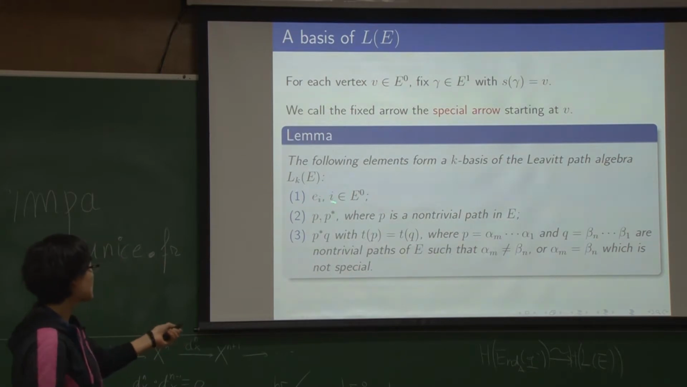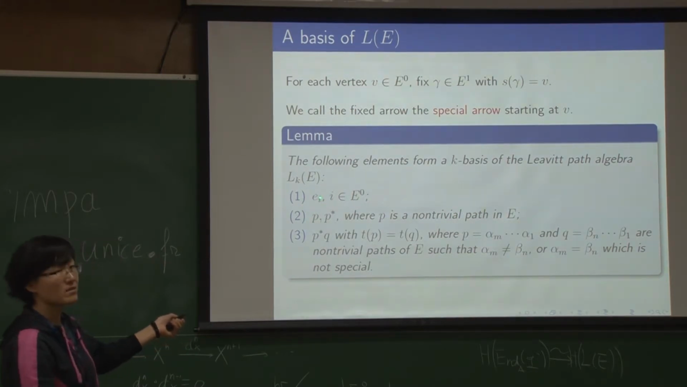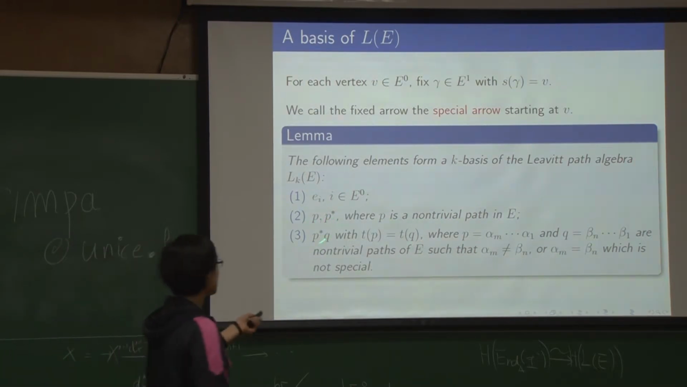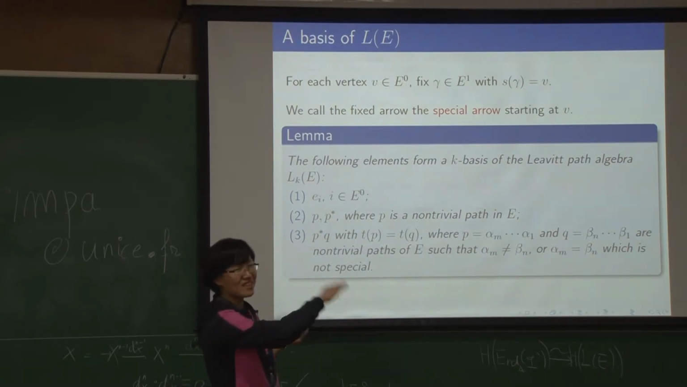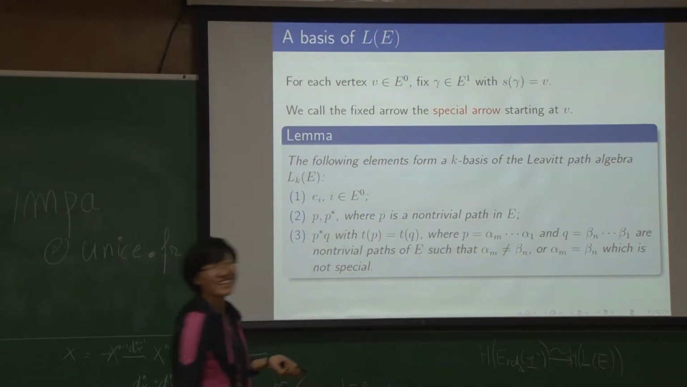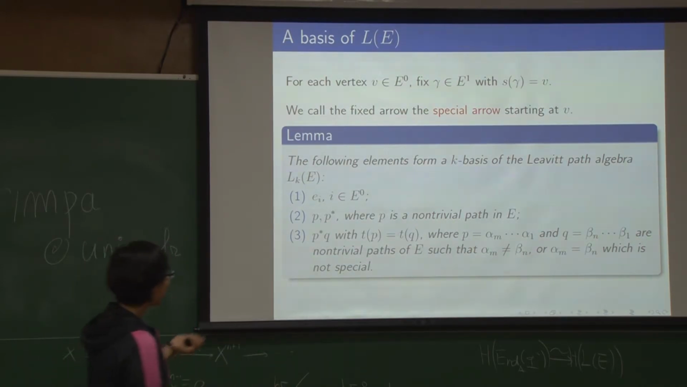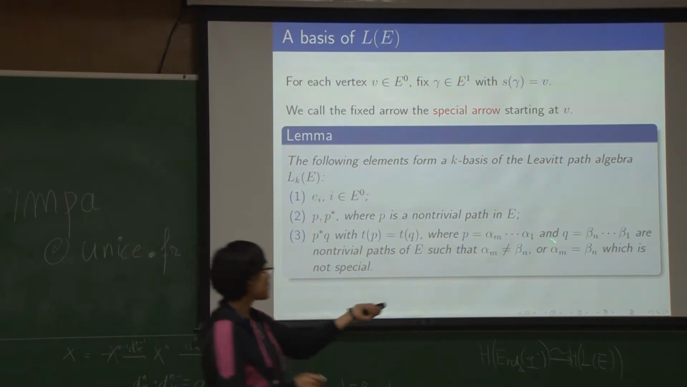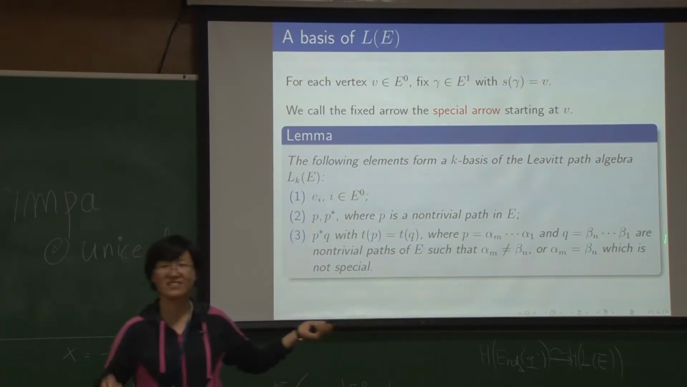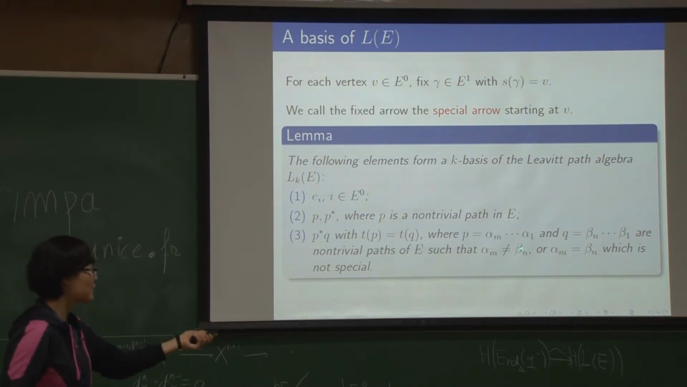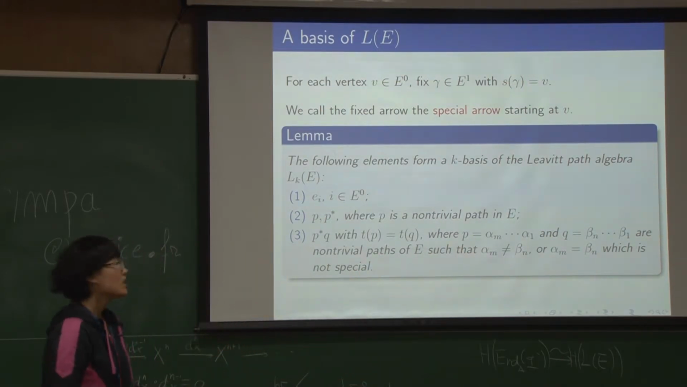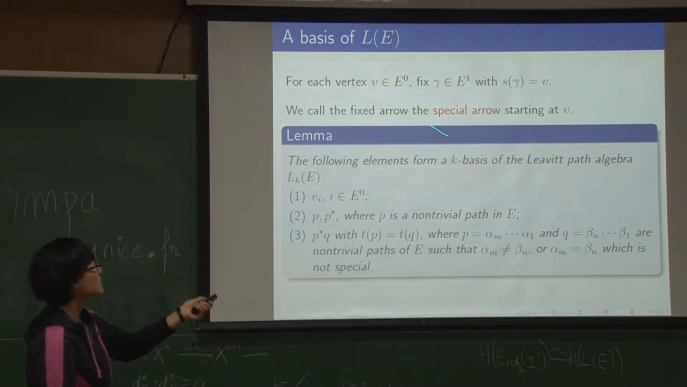It consists of all the elements in this form. This is the zero path, this is the path and the ghost ones, and this is the ones in this form. Here I write the composition from right to left. This p and q satisfy that the ranges are the same. And if we write p and q as sequences of edges, then the last edges either are different, or they are the same but it's not special. So remember here we fixed the special one.